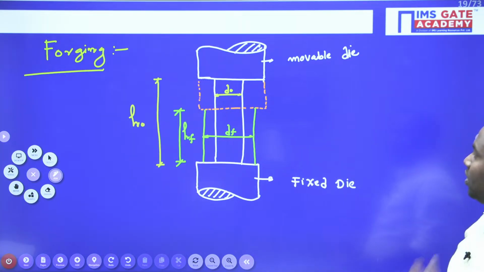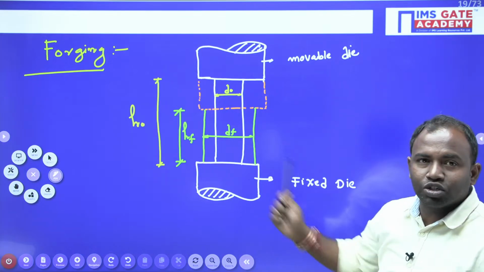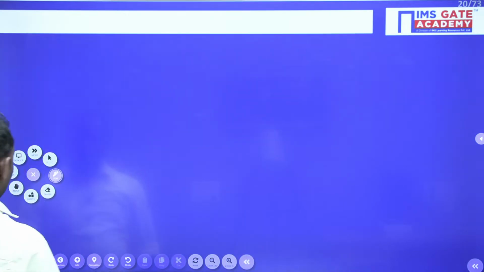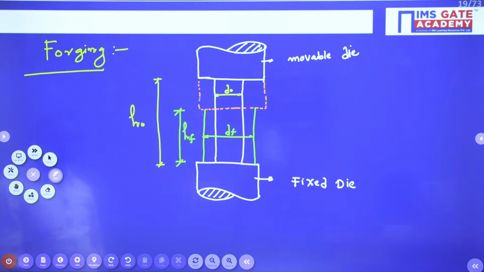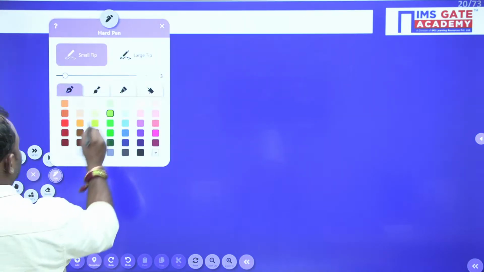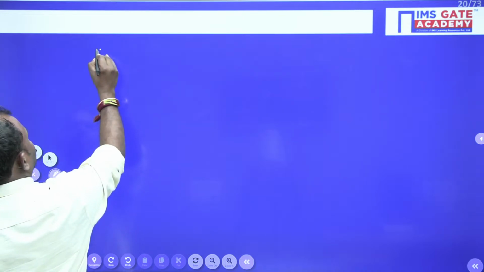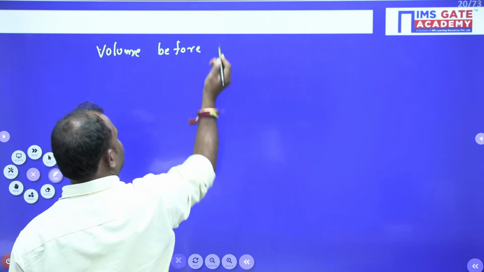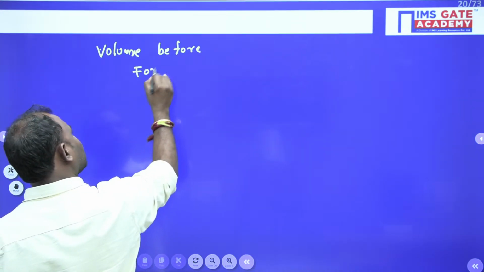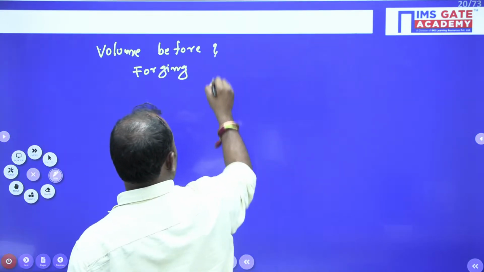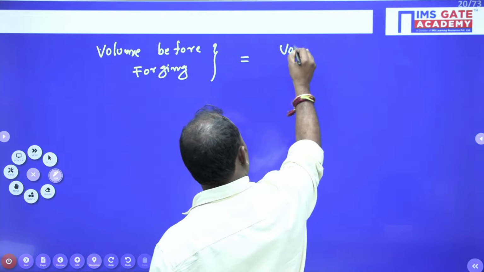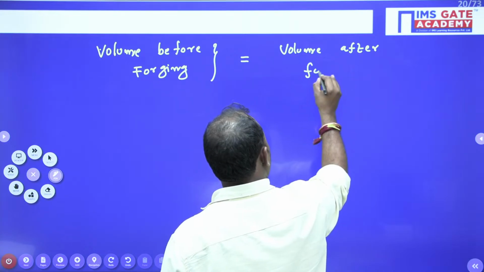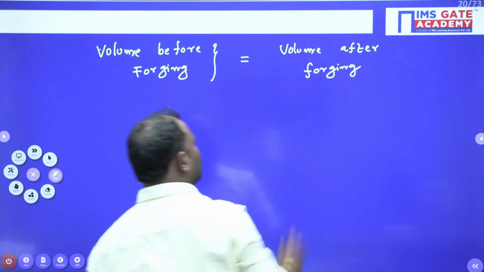Now in forging operation also the volume is constant, right? Now let me go for that. Meanwhile, I'll write some terminology here. Volume before forging is equal to volume after forging. Isn't it, guys? Volume before forging equal to volume after forging.